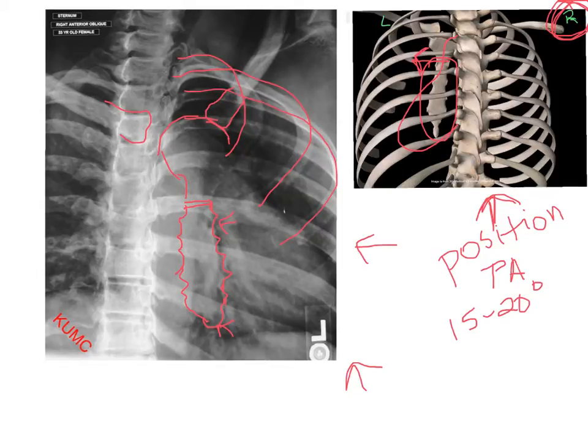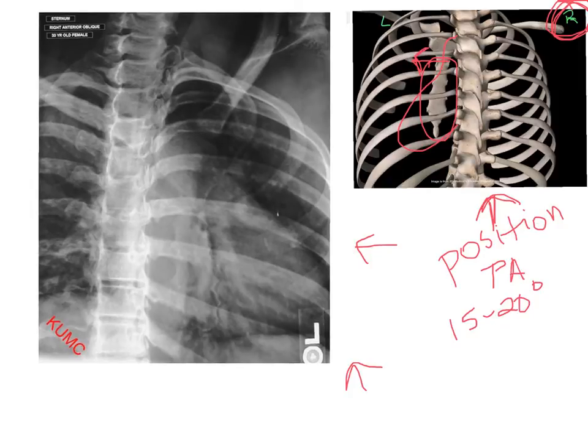In a well positioned RAO sternum, you will see the sternum lying adjacent to the vertebrae. If vertebral bodies start to superimpose the sternal body or the manubrium, then you have not obliqued your patient enough. If you start seeing the sternum over here, or if it starts looking more like a lateral sternum, you've obliqued your patient too much. Technique-wise, you should be able to see this sternal body through the heart shadow and through the lung markings and through the overlying ribs.